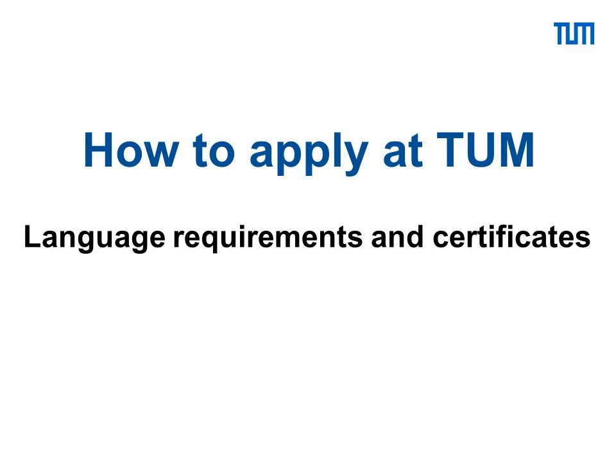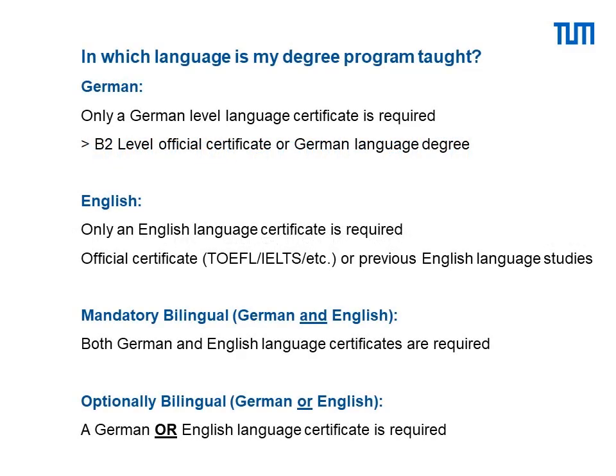This tutorial explains language requirements and certificates. The first info you need to check out is which language your degree program is taught in. For a German language program, you need to prove German language skills of at least B2 level. For an English language program, you need an official English language certificate like TOEFL or previous English studies.